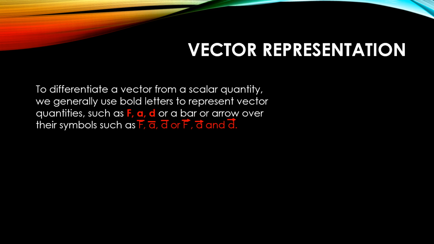Now I will explain to you how a vector can be represented. To differentiate a vector from a scalar quantity, we generally use bold letters to represent vector quantities such as F, A, and D. As you can see, all are bold. Or a bar over the symbols, such as F, A, and D having bars on them, as you can see. Or F, A, and D having arrows on them.